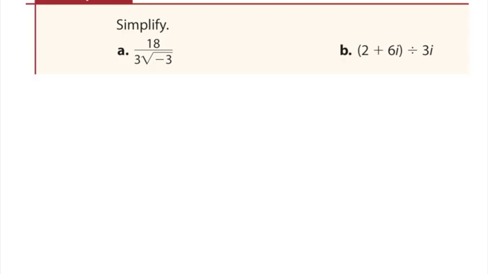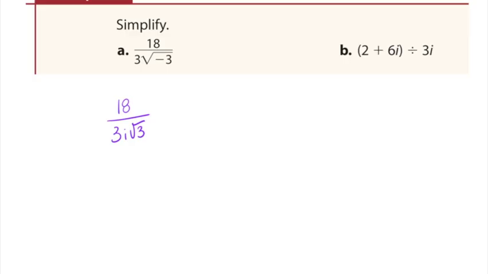So in this case, I have a -3. That will actually simplify because I can pull an i out right now. So I am going to take an i out of my root here, and I'm going to have 18 over 3i square root of 3.